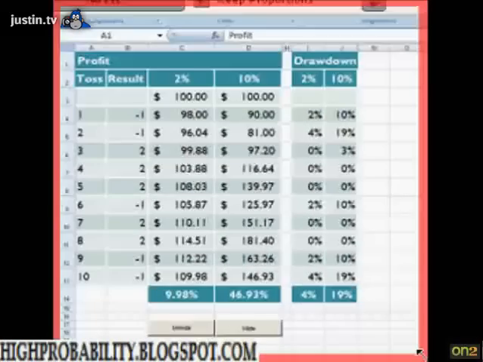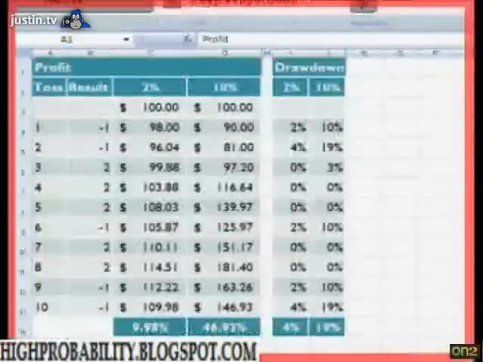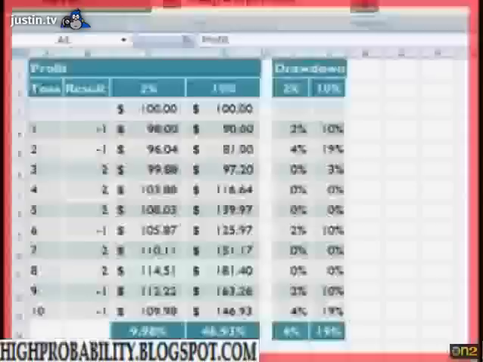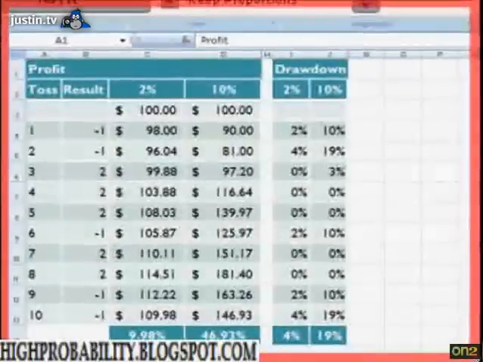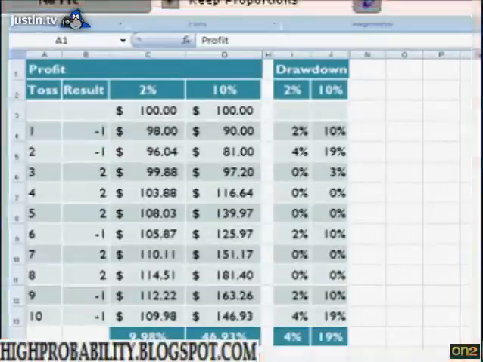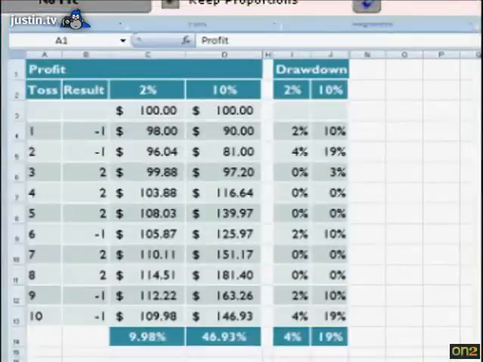Down the left-hand side, under the result column, we simply nominate that a -1 means we've lost $1 on this toss, a +2 means we've won $2 on this toss, multiplied by the particular bet size that we take. Now, if we follow the calculations down the 2% column, for example, we take a loss on the first toss, so we've lost 2% of our $100 to start with. We're down to 98, then we go down to 96, etc. We get a couple of wins and it comes back up, it goes back down, it comes back up.